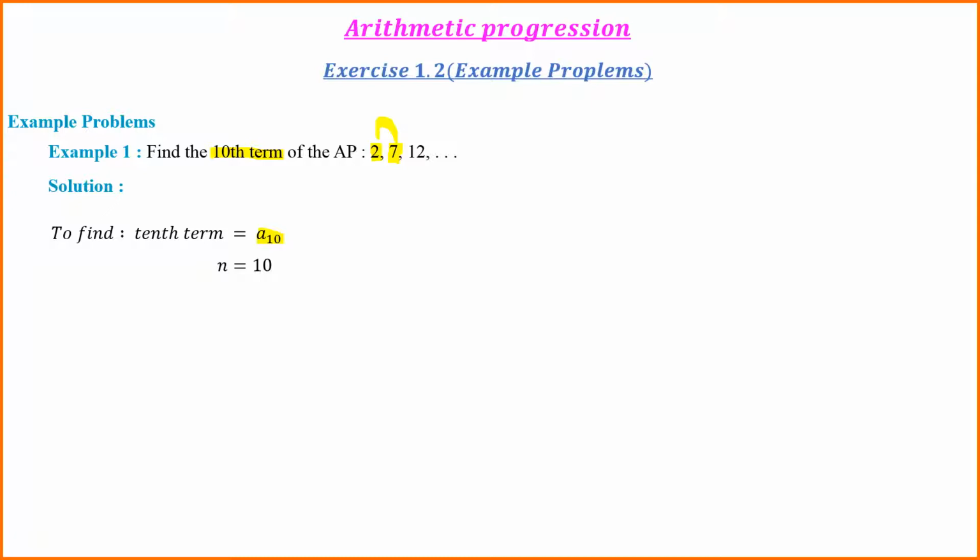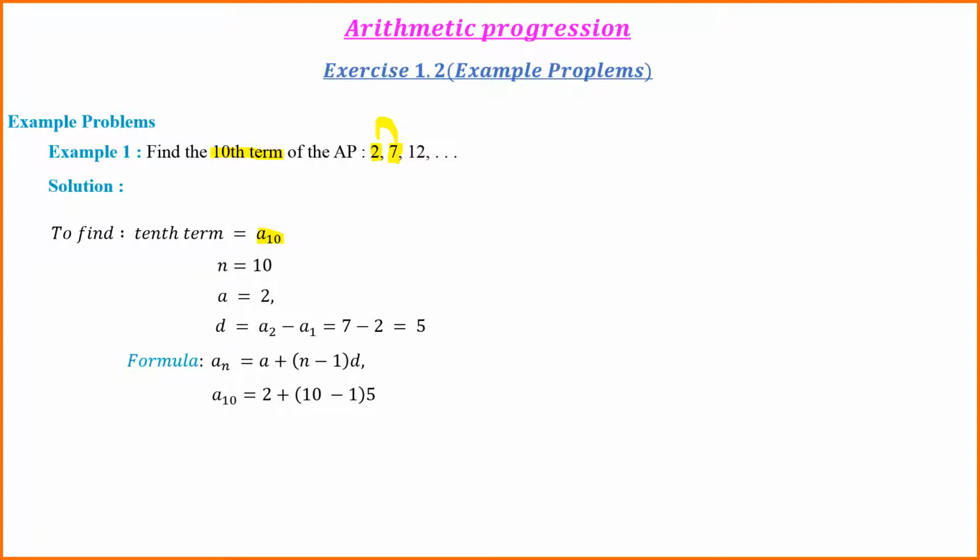The n value is 10 as the 10th term is to be found. The a value is 2 and the d value is the second term minus the first term, which is going to be 5. Then just go ahead with your formula: an equals a plus n minus 1 into d. By substituting the values, an is nothing but a10.